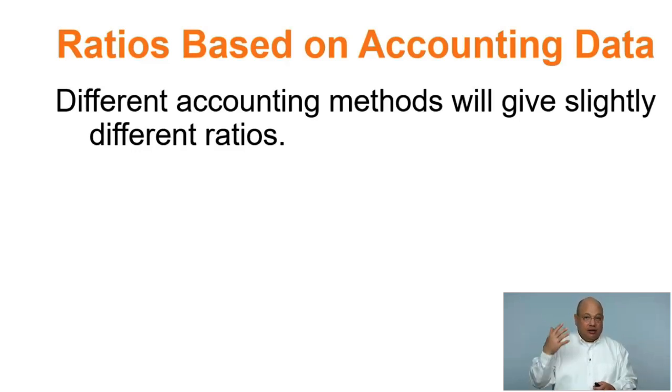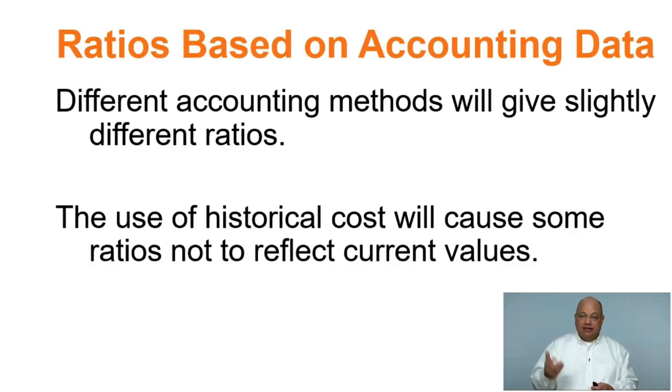Additionally, when we're talking about accounting information, a lot of that is historical cost. And so if we're using this historical cost information to put into our ratios, we may not be getting current values at all.